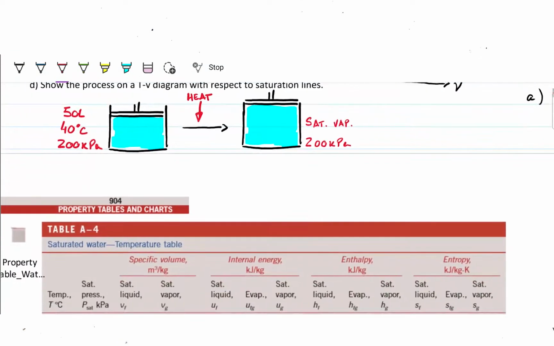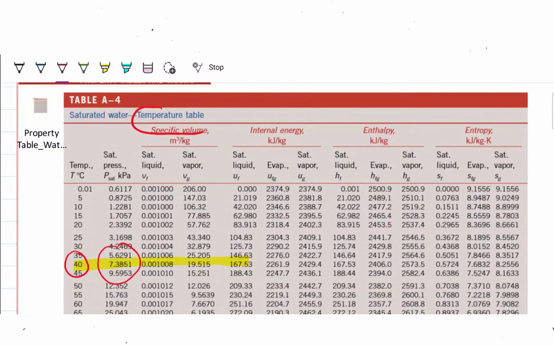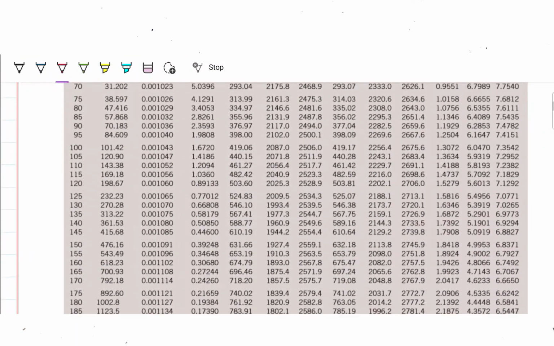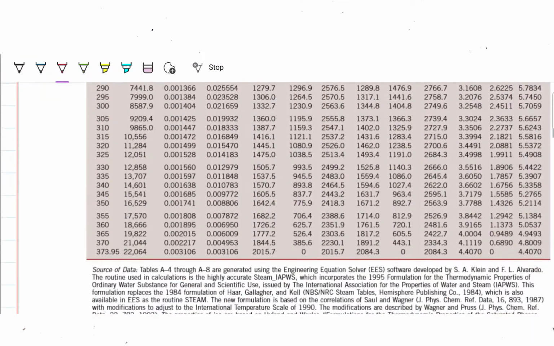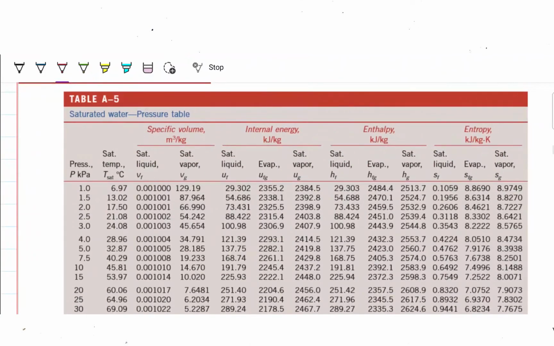Another way to do this, let's do the same thing, but now instead of looking at the temperature table, let's look at the pressure table, okay? Exactly the same analysis. Here I am, pressure table. Now I'm going to look for 200, which is our pressure.